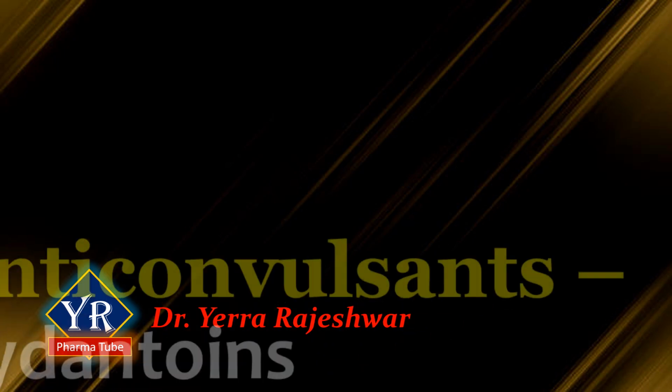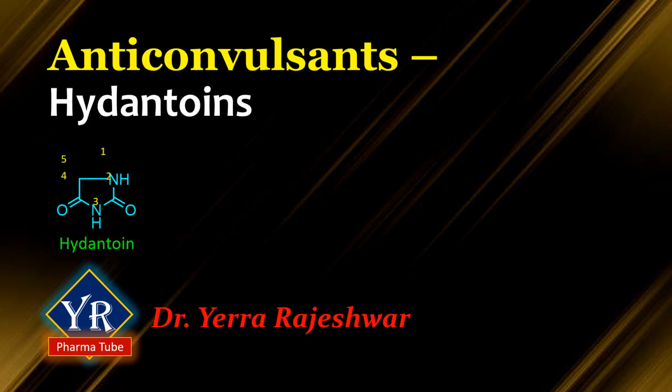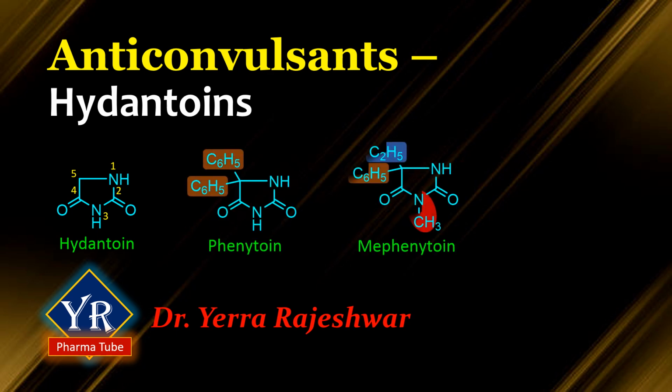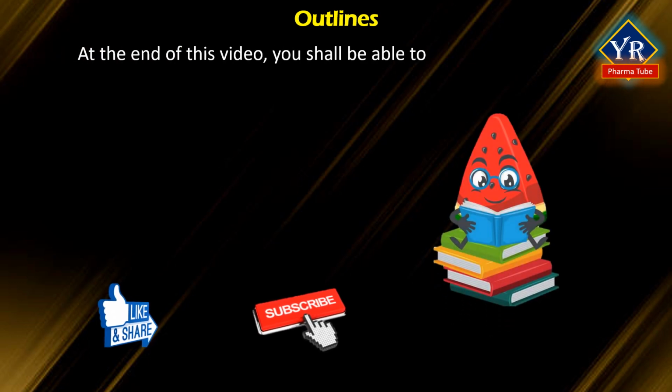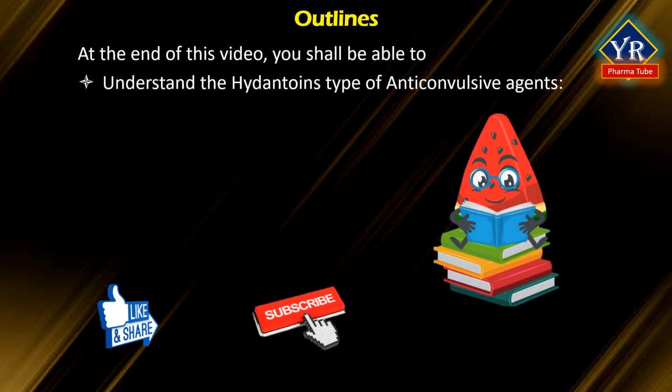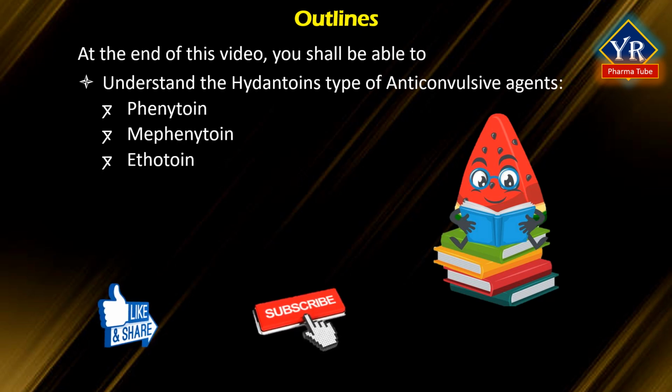In this lesson, we shall try to understand the second type of anticonvulsive agents, that is Hydantoins, and the individual drugs such as Phenytoin, Mephenytoin and Ethotoin. At the end of this video, you will be able to understand the Hydantoin type of anticonvulsant agents and the specific individual drugs of the class, which include Phenytoin, Mephenytoin and Ethotoin.